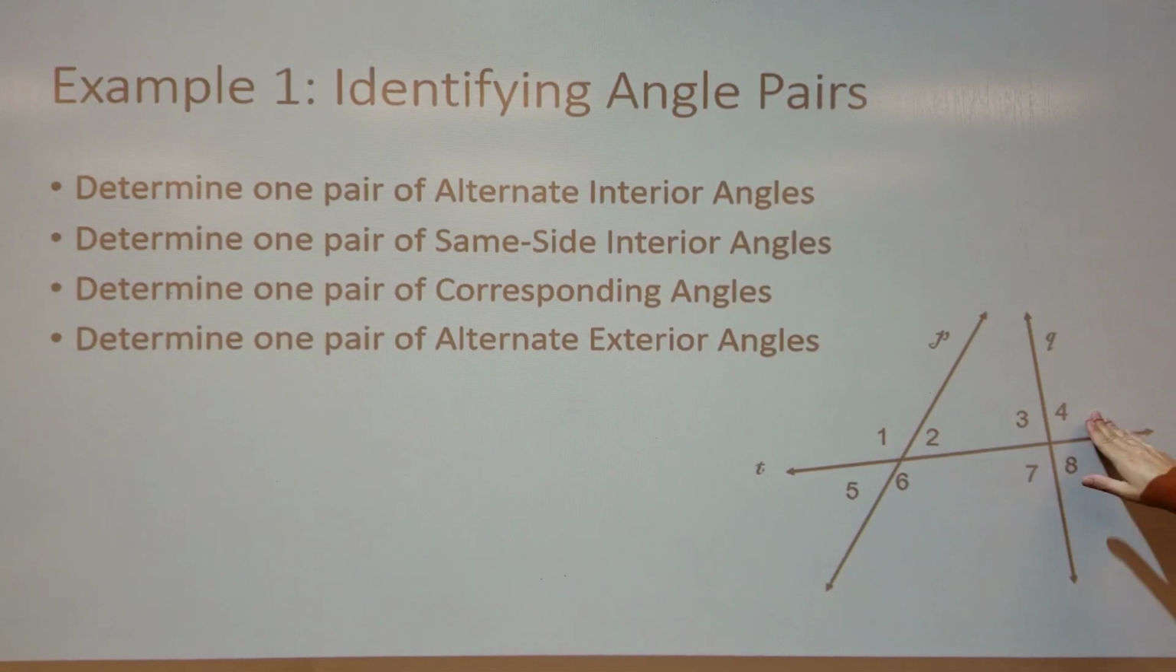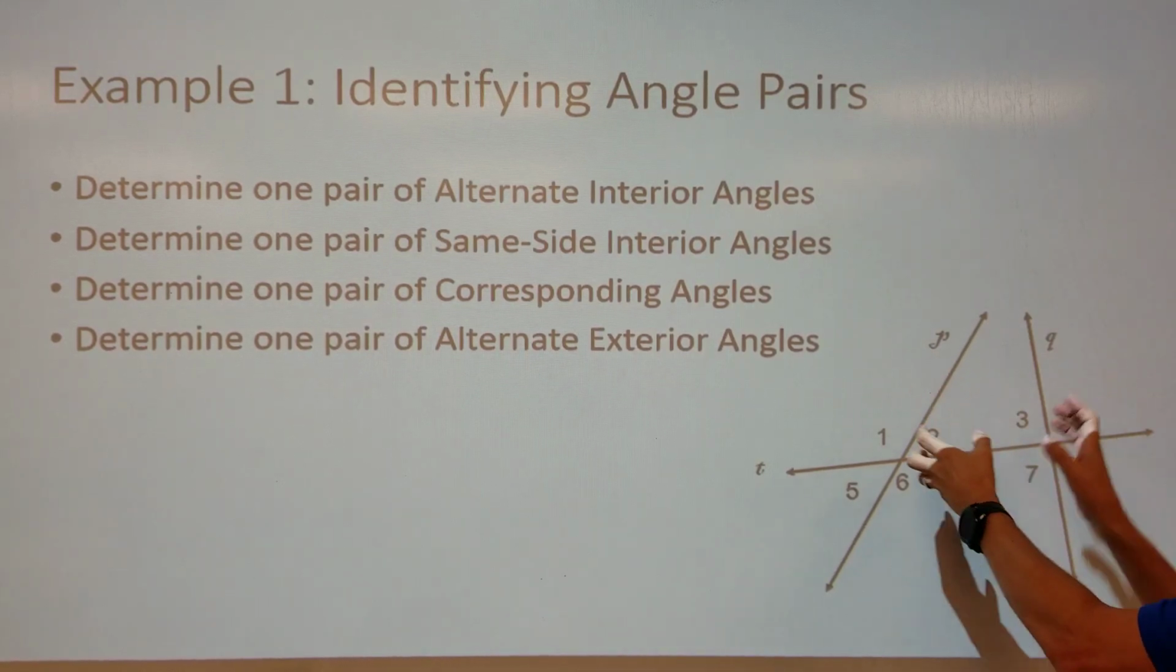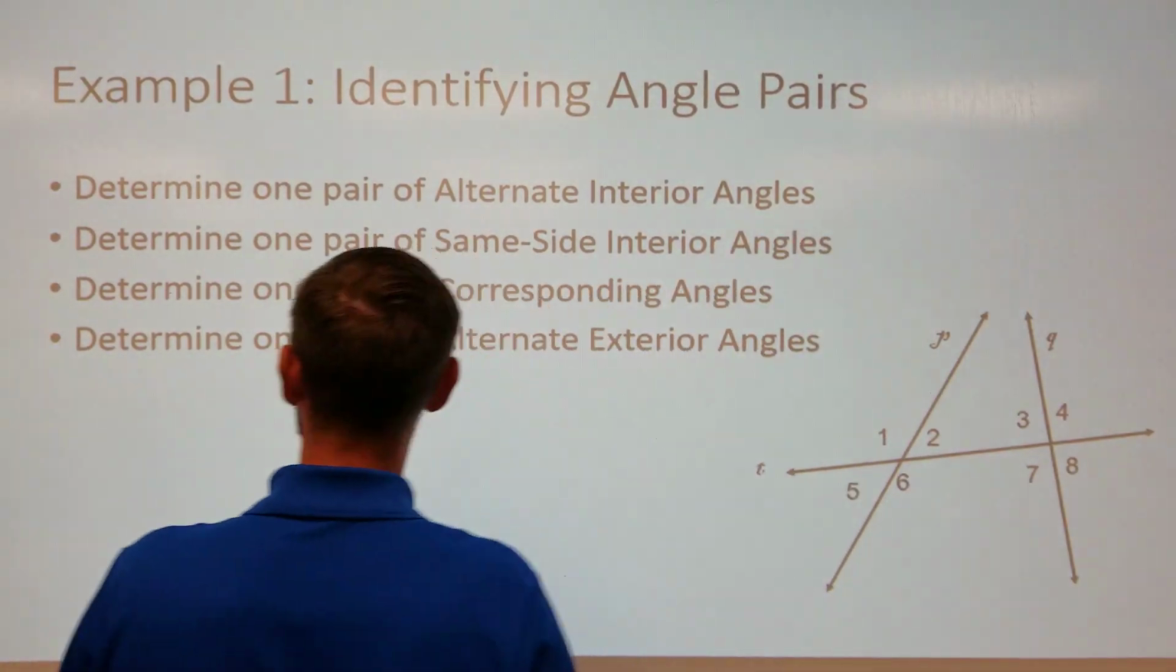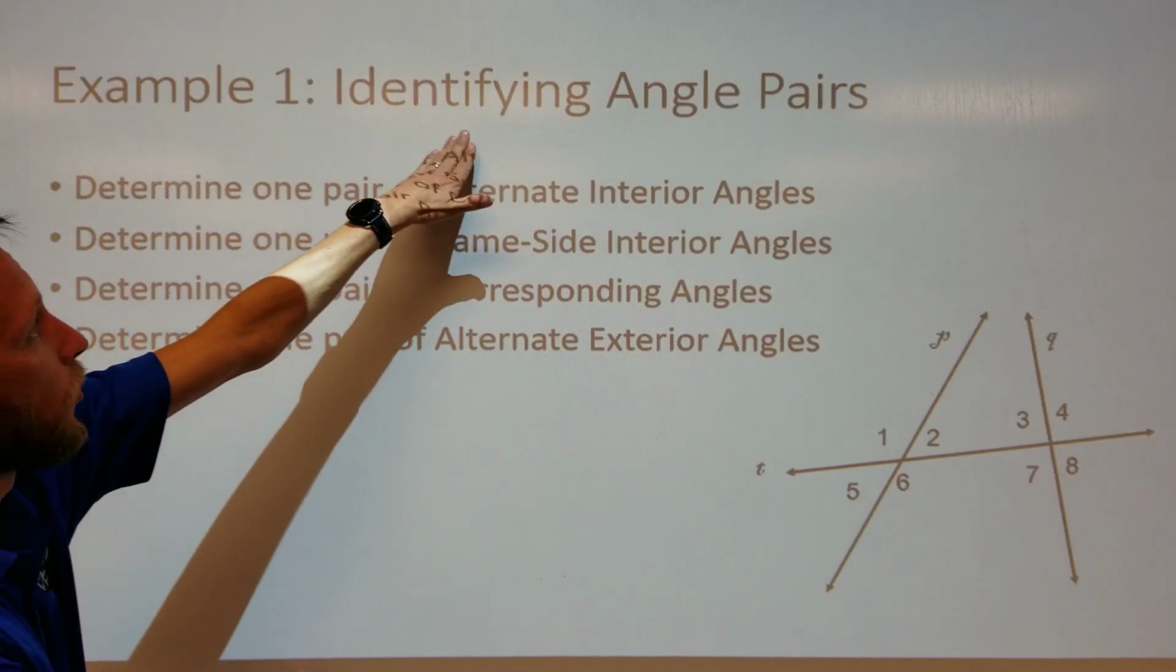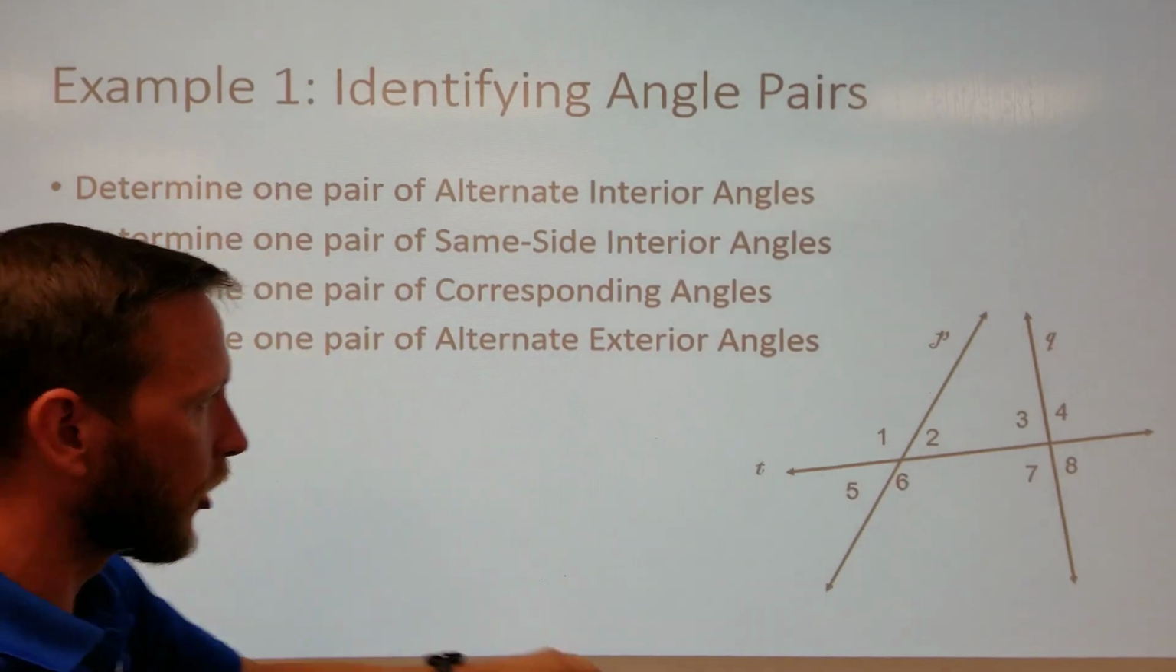So I have 1, 2, 3, 4, 5, 6, 7, 8. It's not kind of shuffled through there based on the order of the conversation that we had earlier. So I'm going to do this example 1, identifying angle pairs. Label this example in your notes.